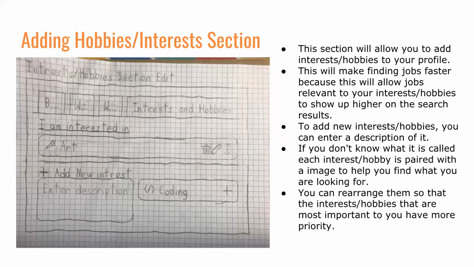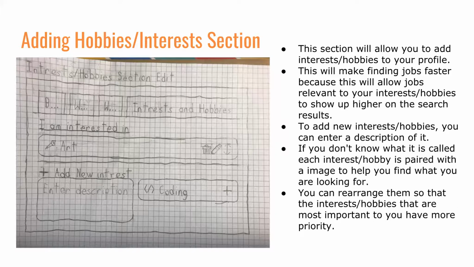So my idea was to add a hobbies/interests section on your profile. This section will allow you to add interests/hobbies to your profile and will make finding jobs faster because it will allow you to find jobs relevant to your interests/hobbies faster.